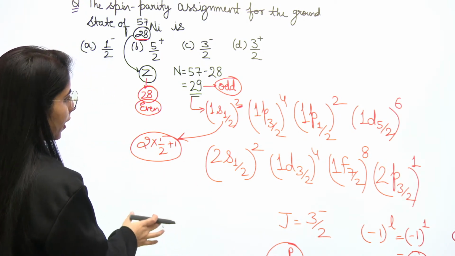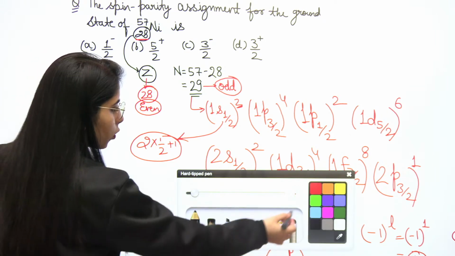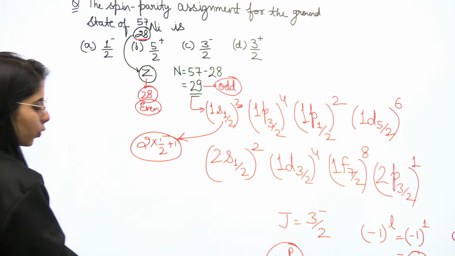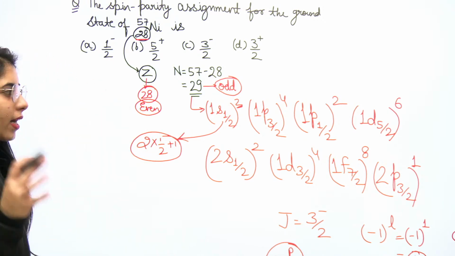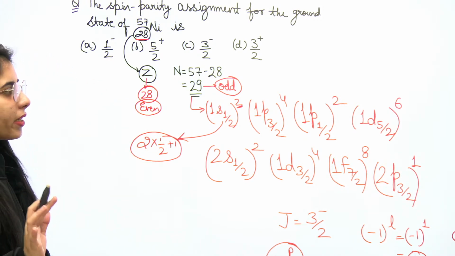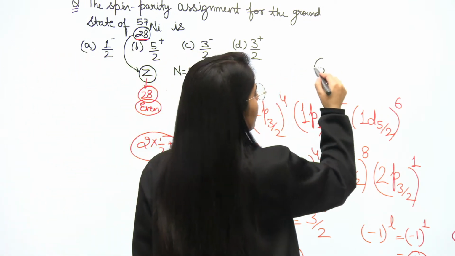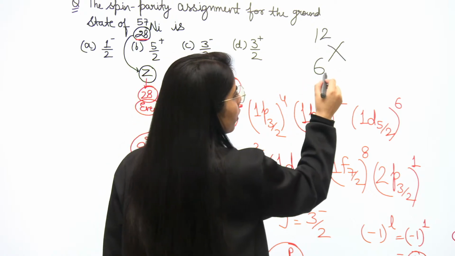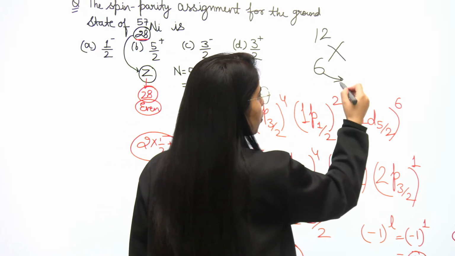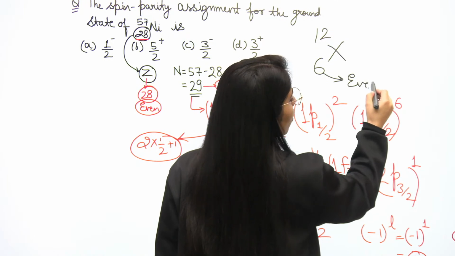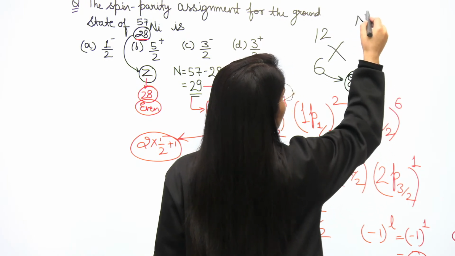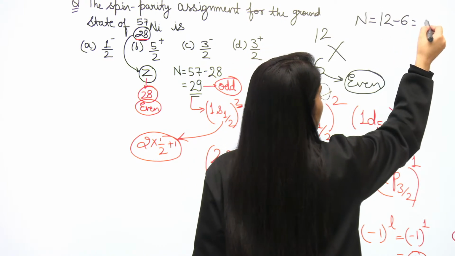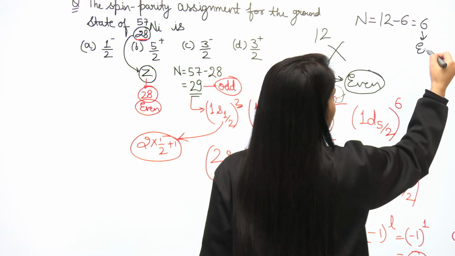One more thing I will include here: if the number of protons and number of neutrons in any case are even, then you don't need to do this much. You just directly can write the answer for the spin and parity part. Let's say I am saying 6, X, 12. What is the number of protons here? 6, which is even. What about the number of neutrons? They will be 12 minus 6, which means again 6. These are even. Clear?